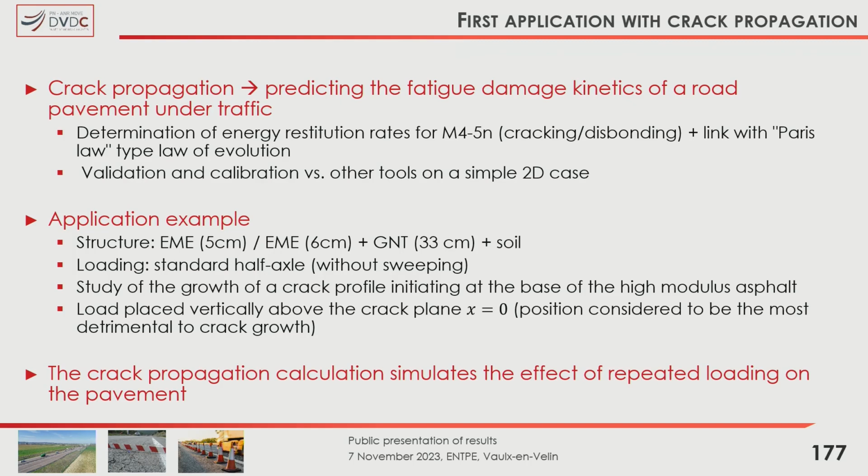So once we'd programmed all of this, we applied the tool with the spreading of the crack to a new example. We applied it to a structure that was made up of two layers of EME, 5 centimeters, one of GNT and one of soil. We applied the standard half axle, and this time what we wanted to study was the crack profile that started at the base of the high modulus asphalt. So at the base of the EME, we introduced an initial defect, and then we wanted to look at how this defect would evolve, and how it did evolve following the application of traffic on the road pavement in question.